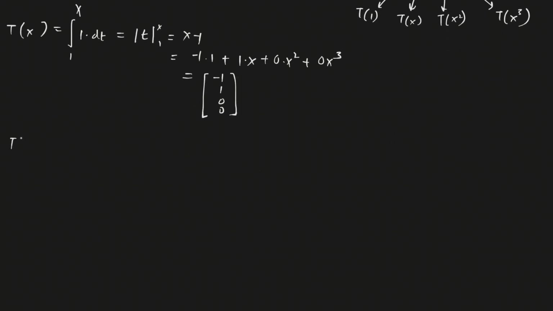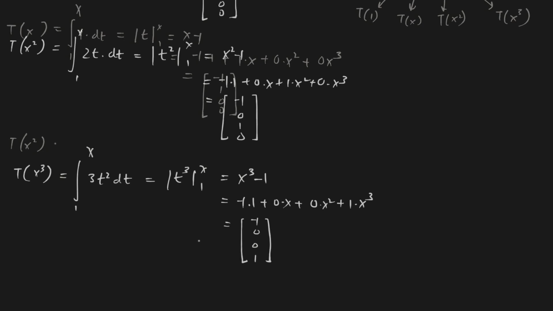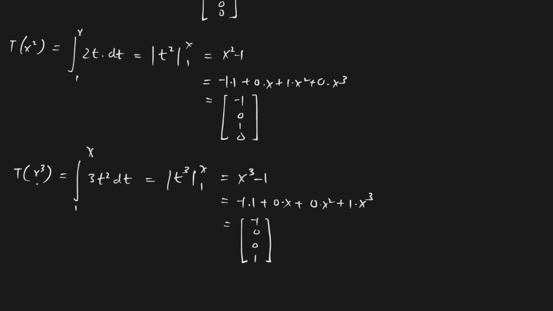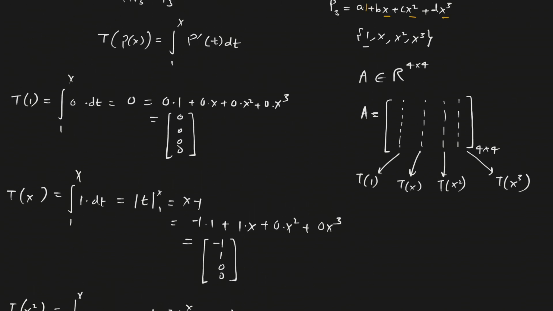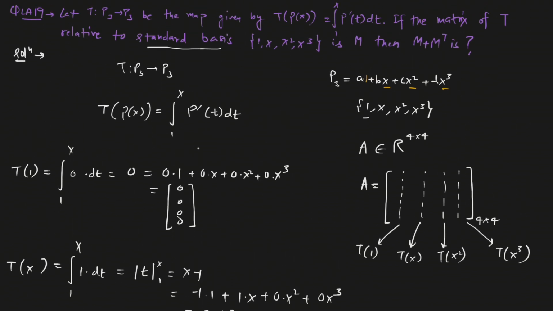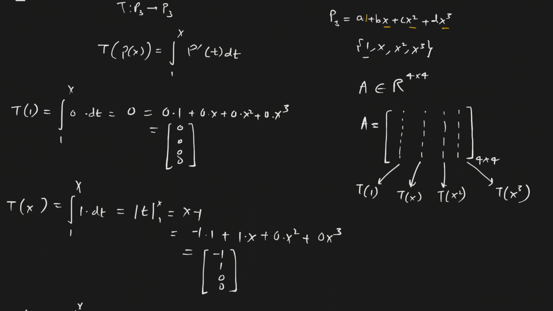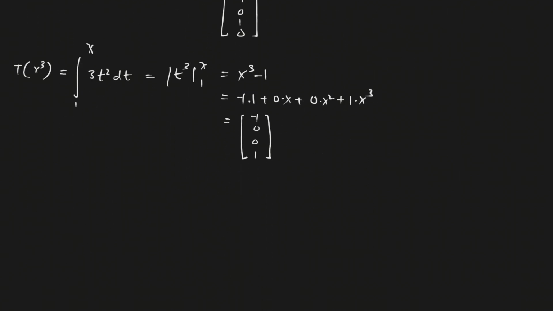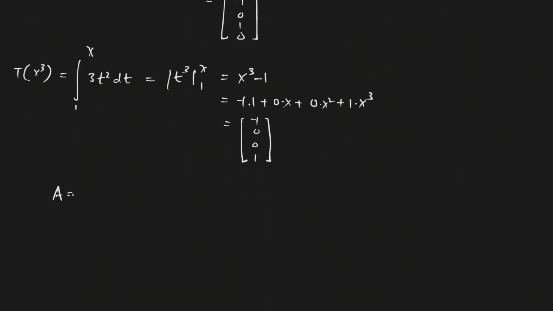Similarly, you will do it for x square and x cube. So this is T of x square and this is T of x cube. So we have calculated all the transformed basis vectors: this is the first, this is the second, and this is the third and fourth. So A is nothing but, the columns of A are these transformed basis vectors, that is 0, 0, 0, 0, minus 1, 1, 0, 0, minus 1, 0, 1, 0, and minus 1, 0, 0, 1.